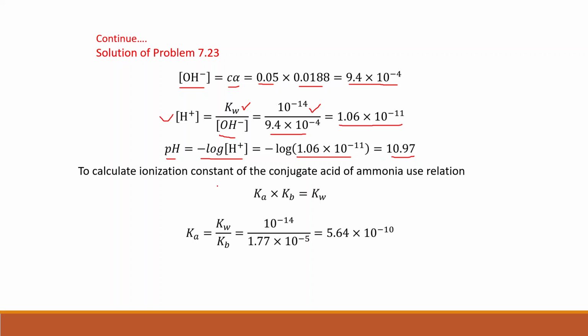Now we also have to calculate the ionization constant of the conjugate acid of ammonia. In that equation, the conjugate acid of ammonia is NH4 plus. By using the relation between Ka and Kb, Ka into Kb is equal to Kw, we can find out the ionization constant of the conjugate acid of ammonia. In this case we have to find out Ka. Kw we know, 10 raised to the power minus 14. Kb we have calculated, 1.77 into 10 to the power minus 5. So Ka is equal to 5.64 into 10 to the power minus 10.